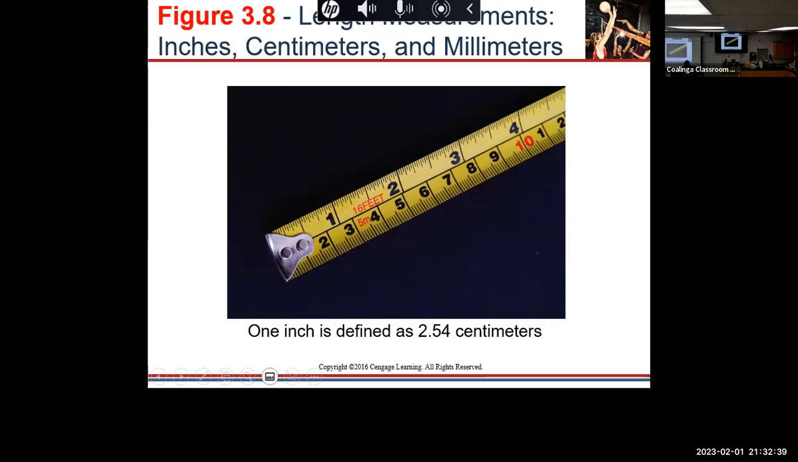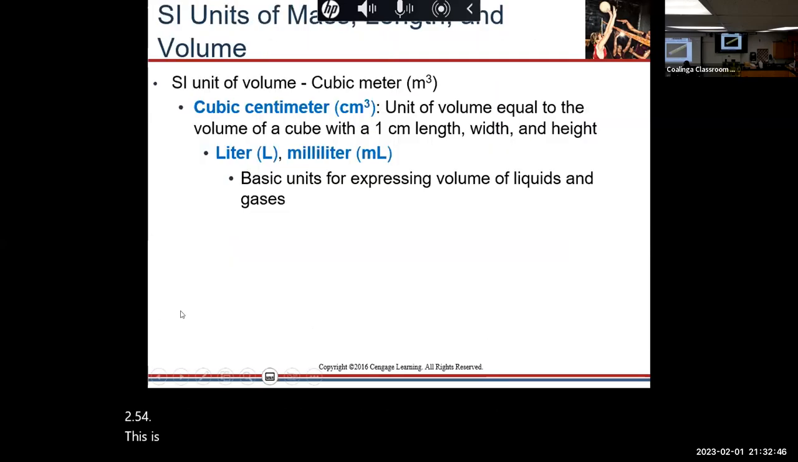You guys already know 1 inch equals what? How many centimeters? 2.54. Small refresher, right? Kind of already talked about it. Okay. The cubic centimeters or cc's or cm cubed, same thing. So 1 cc or 1 cubic centimeter will also equal how many milliliters? Any of you guys remember? We discussed this.